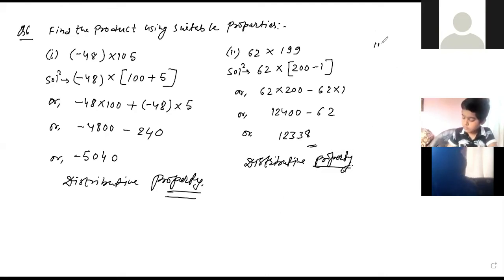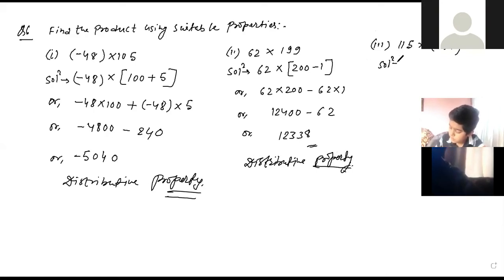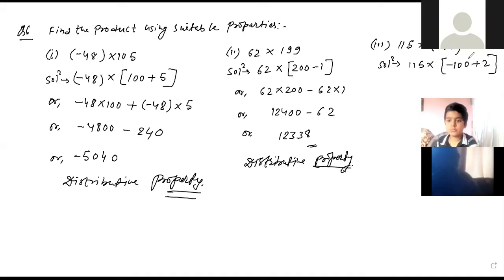Now number 3, see. 115 into minus 98. Now break it. Minus 98, just break it and tell me the 100 part. Minus 100 plus 2, because 100 minus 2 is 98. Now this is minus 98.